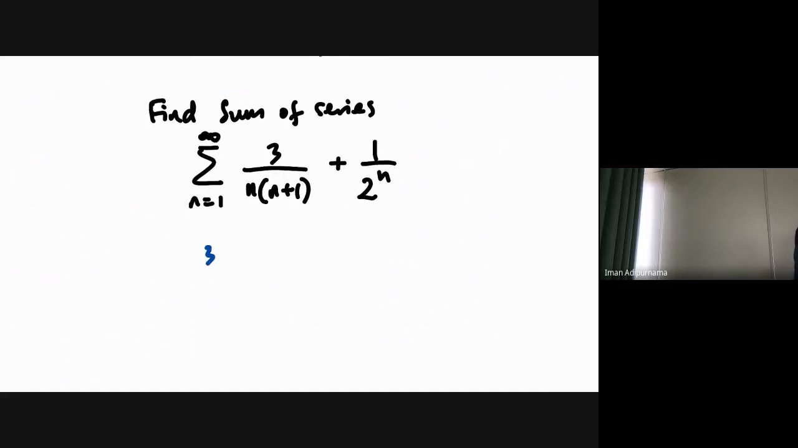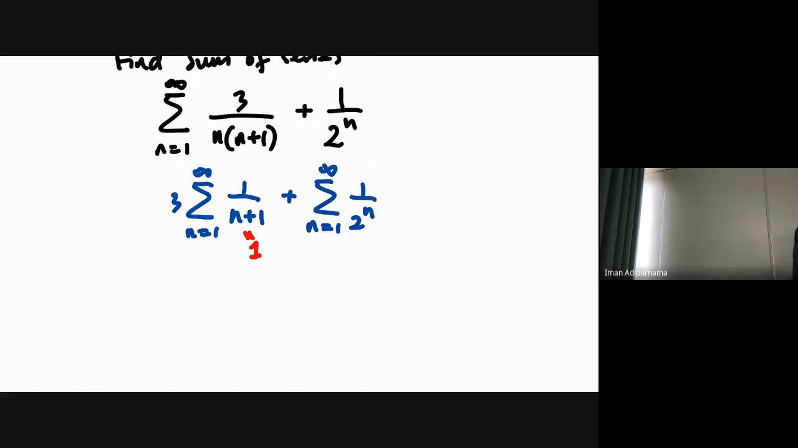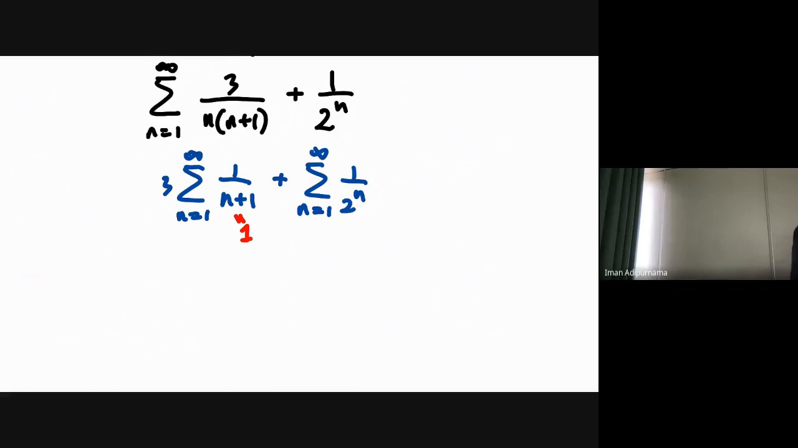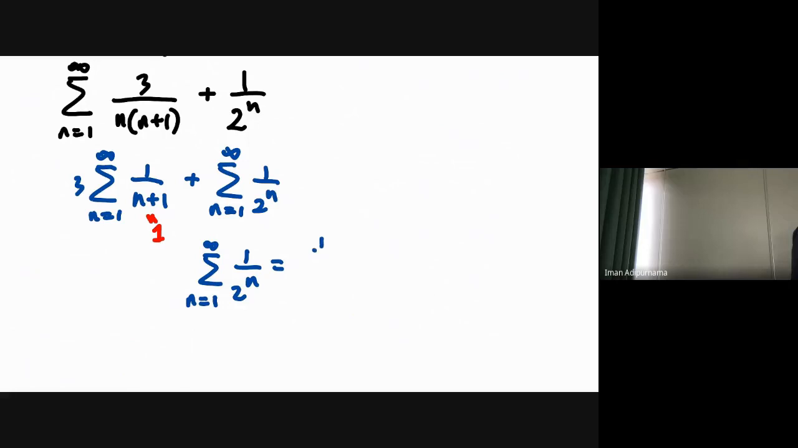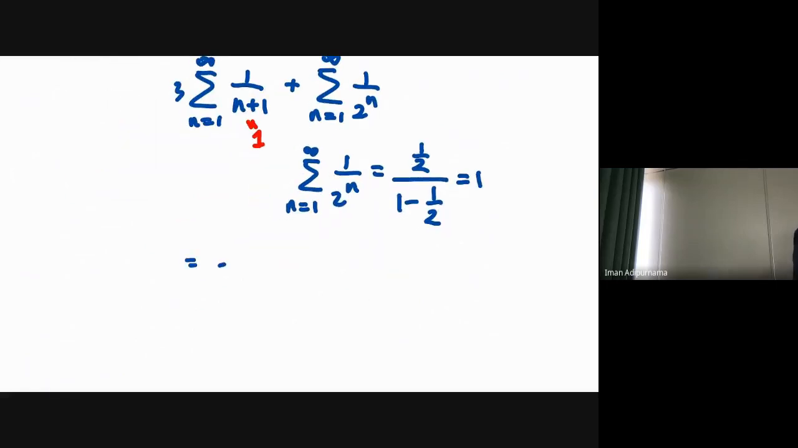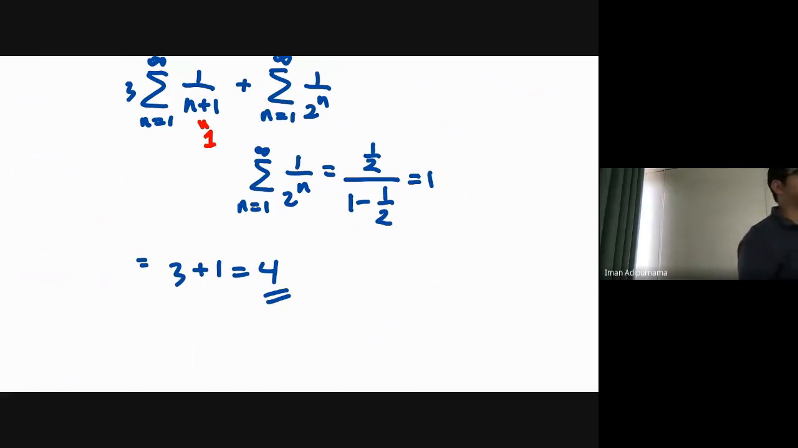So I can write this as, this part is 1, right? And this part is, let me write everything here. Because it's a geometric series, the first term is 1 over 2, the ratio is 1 over 2, and it's 1. So it becomes 3 plus 1, it's 4. Just a few examples that sometimes we can combine the series into one big series.